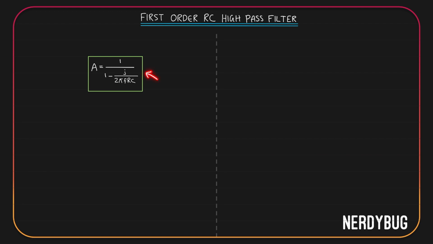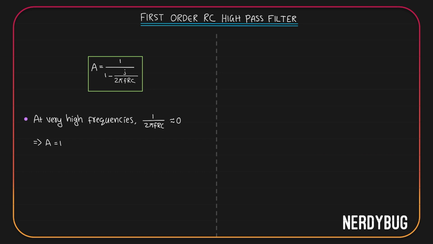Let us again take the expression for the gain. A is 1 divided by 1 minus j divided by 2 pi FRC. We have the frequency here. It is the frequency of the input signal. Now, at very high frequencies, 1 by 2 pi FRC will become approximately equal to 0 because f is really high and it is in the denominator. So, in the equation of gain, we can ignore this term. Then, gain becomes equal to 1.